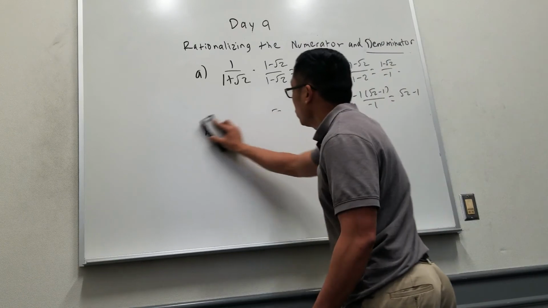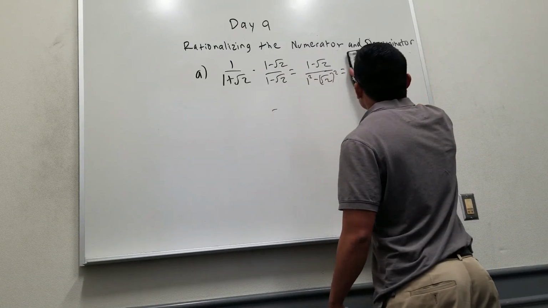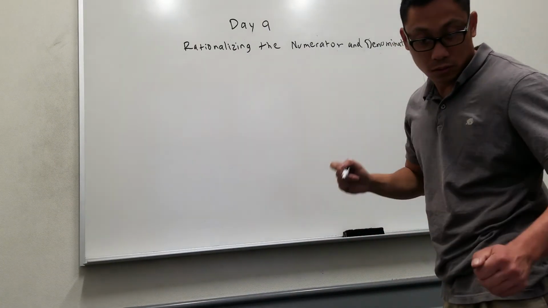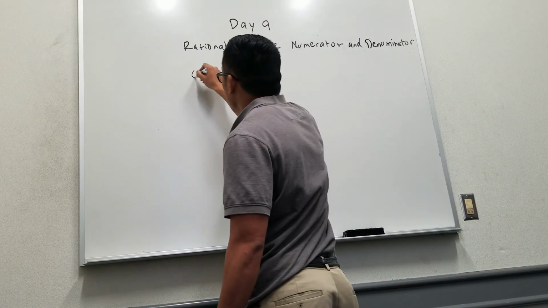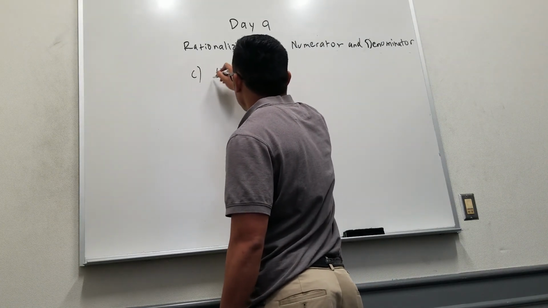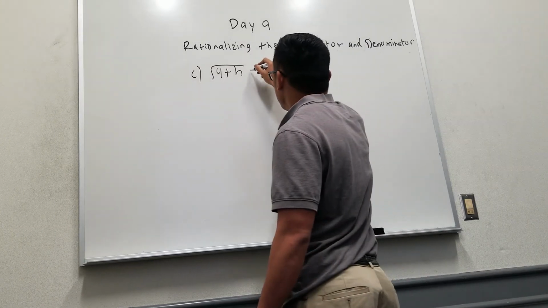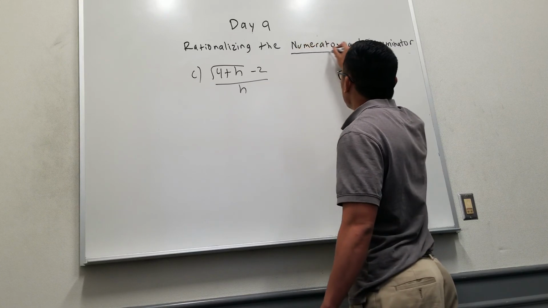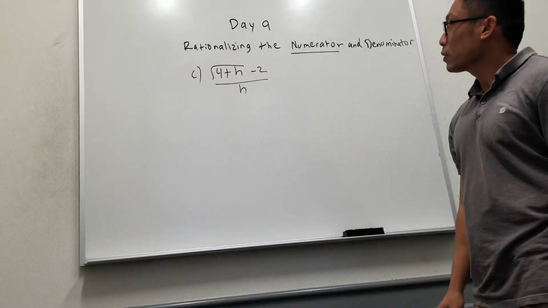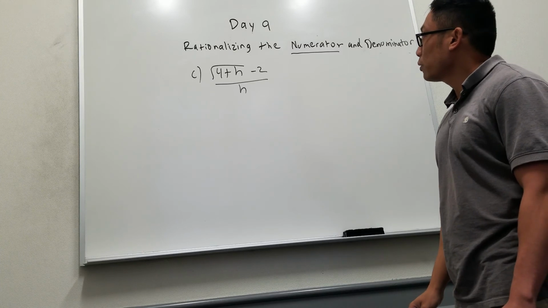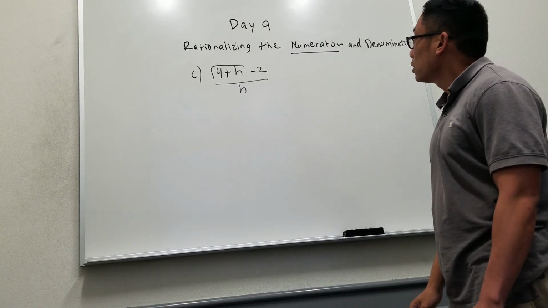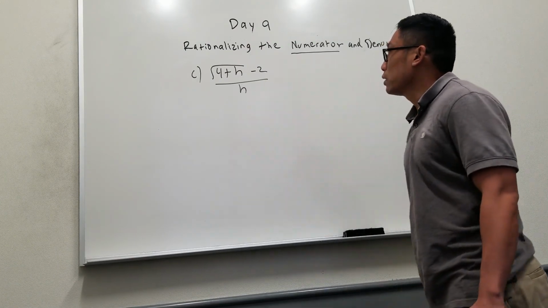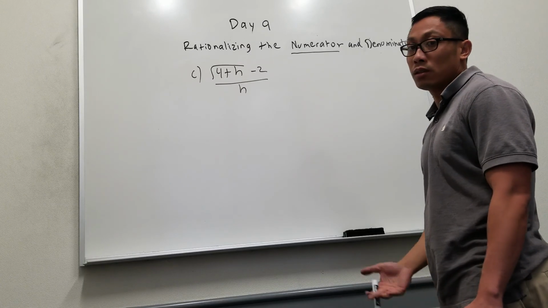Okay, let's do more examples. Let's see: radical 4 plus h minus 2, over h. Now I'm going to be rationalizing the what? The numerator. If I say rationalize, what do you think you should do? I don't have to say this; you have to think about it. I need to rationalize the numerator. Doesn't this make sense?